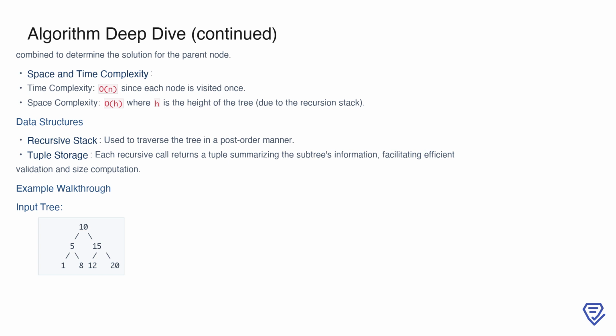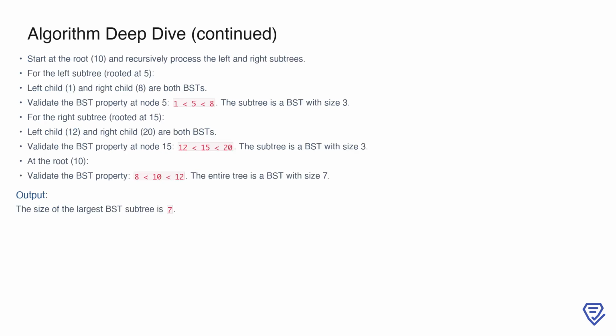Imagine a binary tree with the root node 10, and its left and right subtrees rooted at 5 and 15, respectively. The left subtree of 5 has children 1 and 8, while the right subtree of 15 has children 12 and 20. Using this structure, we will process the tree recursively to identify the largest BST. Starting at the root node 10, we analyze its left and right subtrees.